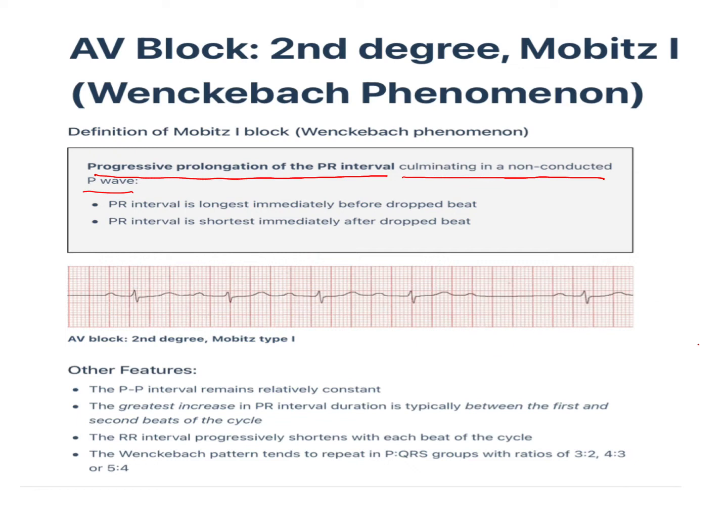Just remember that there will be progressive prolongation of the PR interval with a non-conducted P wave. The PR interval will be longest immediately before the drop beat. Here, this is the P wave. This is the drop beat, meaning no QRS complex. The PR interval will be longest here.